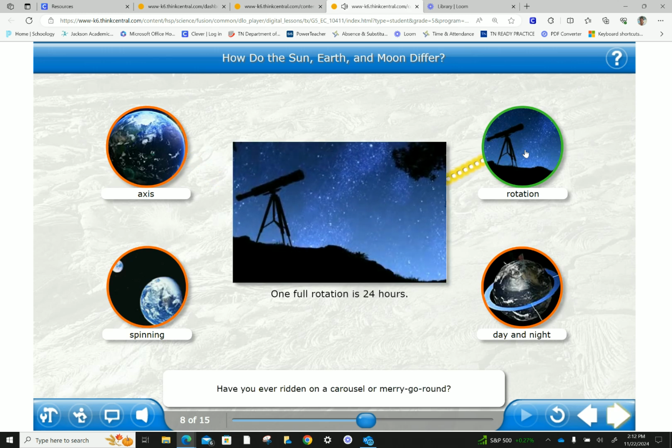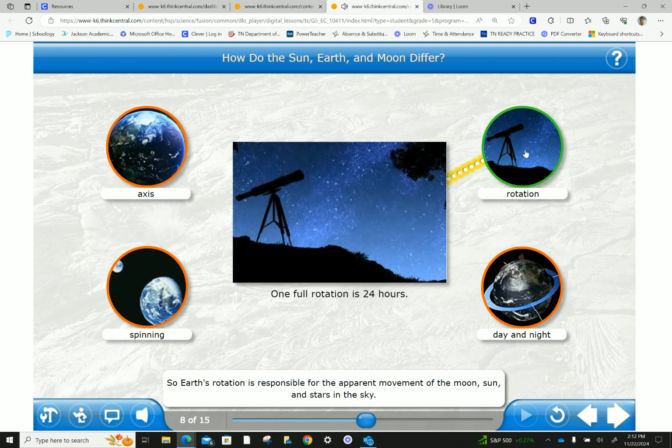Have you ever ridden on a carousel or merry-go-round? As you spin around, you are able to see different things pass by. The objects aren't moving, but you are. It's the same with Earth. As it spins around, your view of the sun, stars, and moon changes. So Earth's rotation is responsible for the apparent movement of the moon, sun, and stars in the sky.